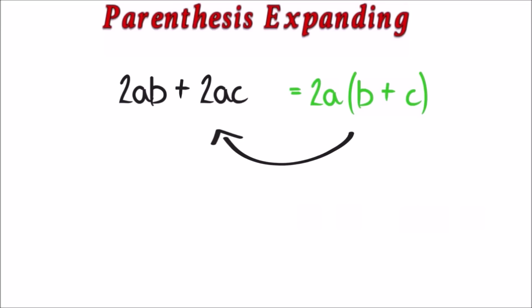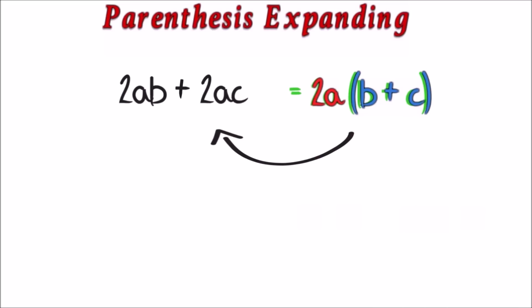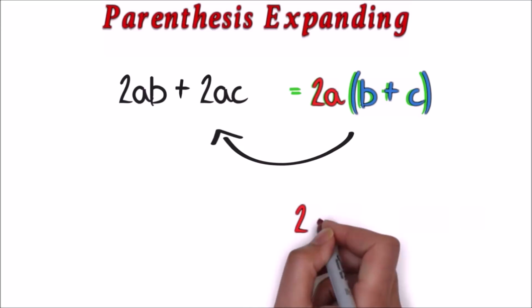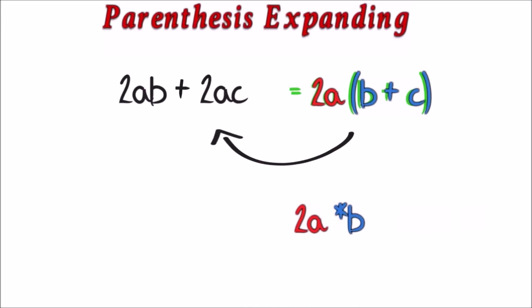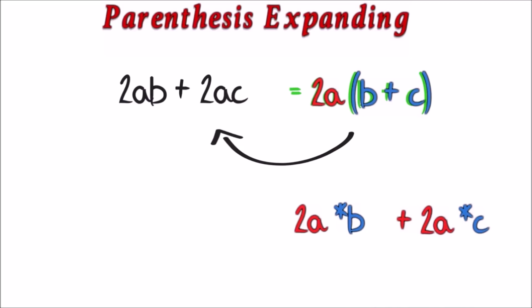So say we have 2a in parentheses b plus c. We can expand this by multiplying each of the terms in the parentheses by the 2a. So we have 2a times b plus 2a times c. Since your multiplication is good, this should be easy.